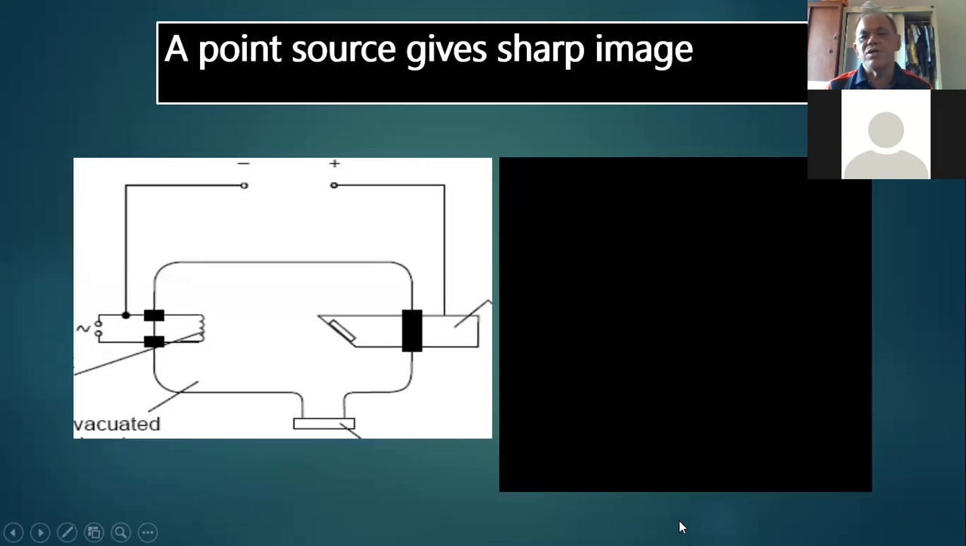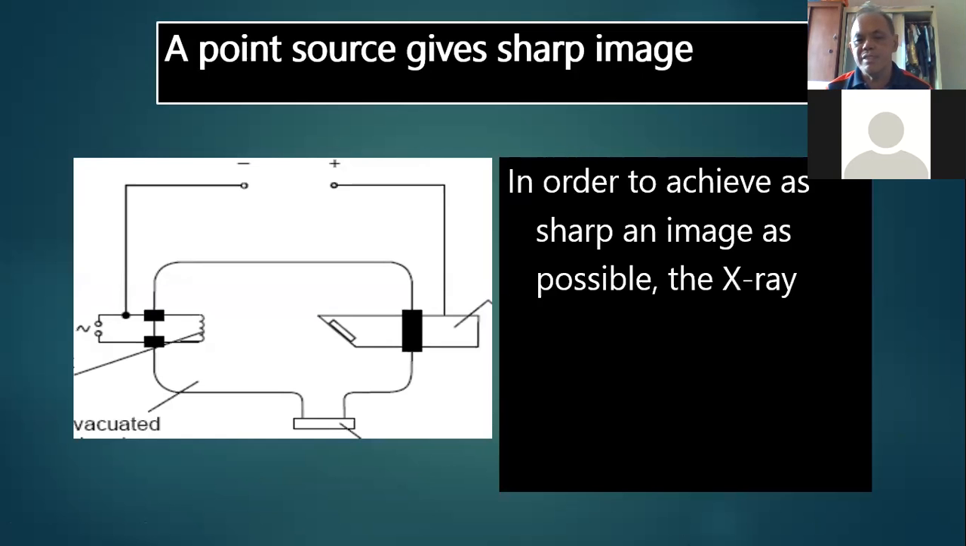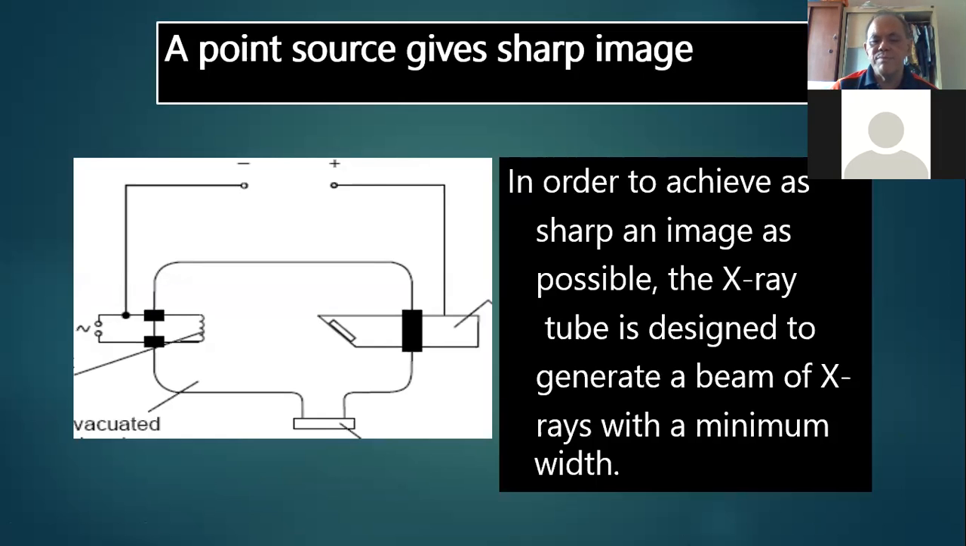But in order to achieve as sharp an image as possible, the X-ray tube is designed to generate an X-ray beam with minimum width. Remember, the X-ray source is determined by this target. The electron will hit this target, and that is your beam, not a point source. So the idea of getting a point source is to make this target as small as possible. There's a limit to what we can do. We cannot have a true point source.